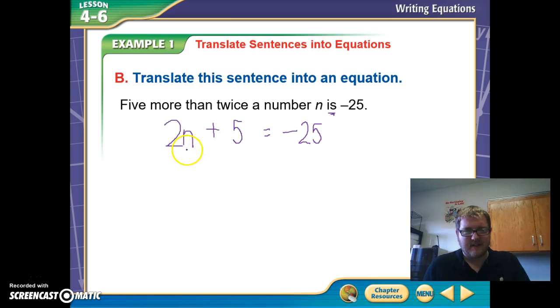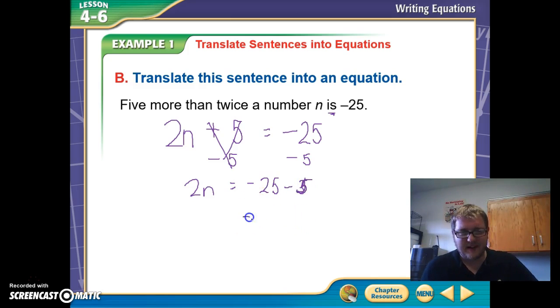So let's get this n by itself. We'll subtract 5 from both sides, and those go away. We have 2n equals negative 25 minus 5. What's 5 less than negative 25? It'd be negative 30 equals 2n. Now let's get that n by itself. We only want 1n, not 2. So let's divide by 2, cross them out. We get n equals negative 30 divided by 2, which is negative 15.